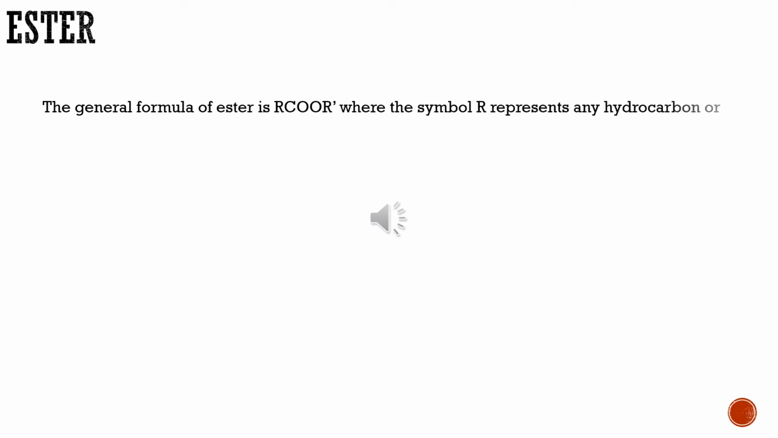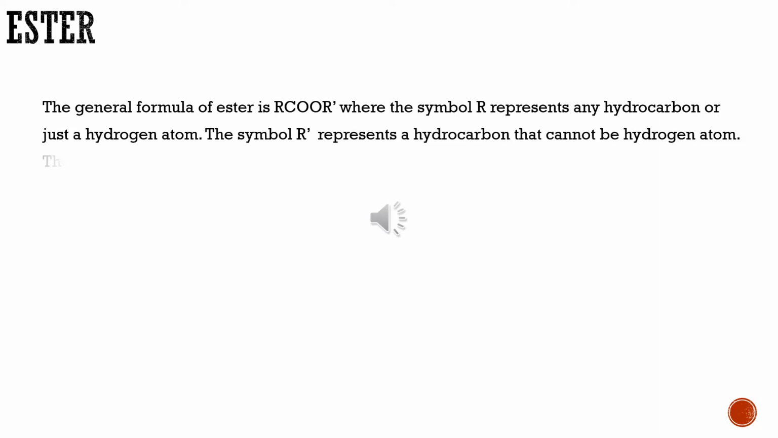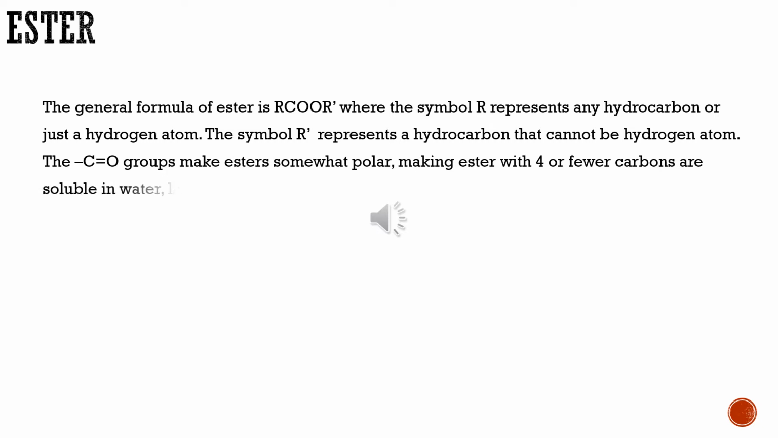Ester. The general formula of ester is RCOOR, where the symbol R represents any hydrocarbon or just a hydrogen atom. The symbol R' represents a hydrocarbon that cannot be a hydrogen atom. The C double bonded to O group makes esters somewhat polar, so esters with 4 or fewer carbons are soluble in water. Larger esters are not water soluble.